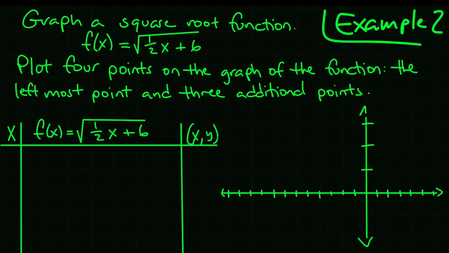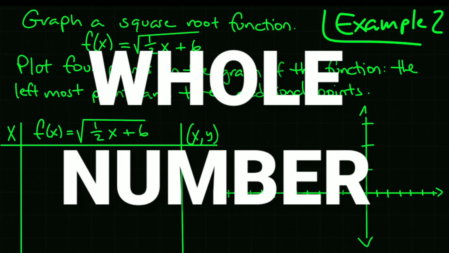And that's it. All right, so for example number 2, we have f of x is equal to the square root of 1/2 x plus 6. The values that we're going to be selecting for x are going to make this entire expression on the right-hand side of the equation equal to a perfect square. So it means that when I square root it, I'll get a whole number.